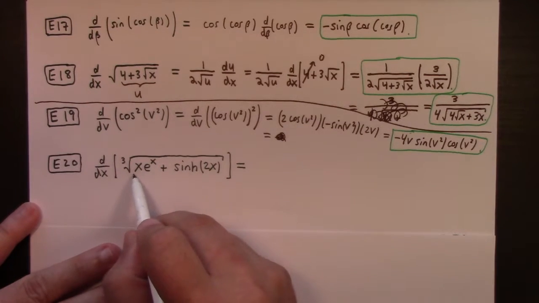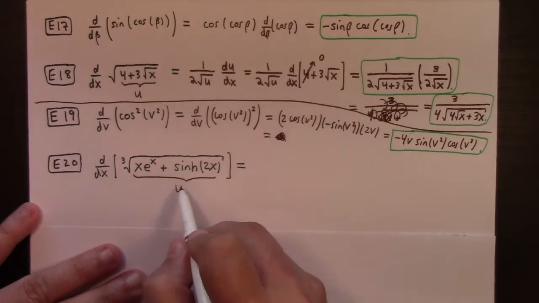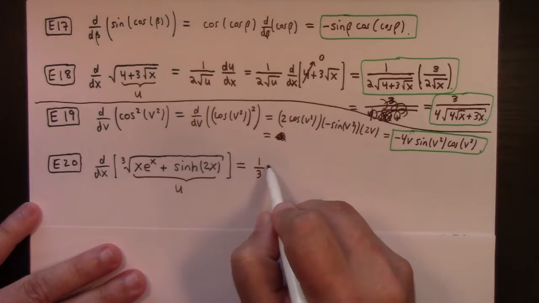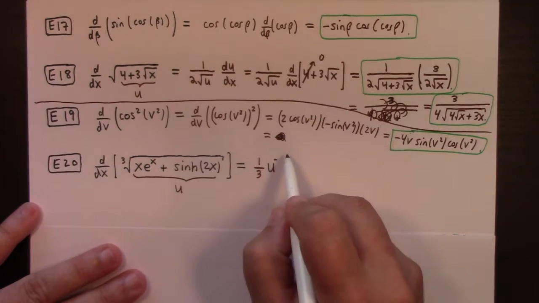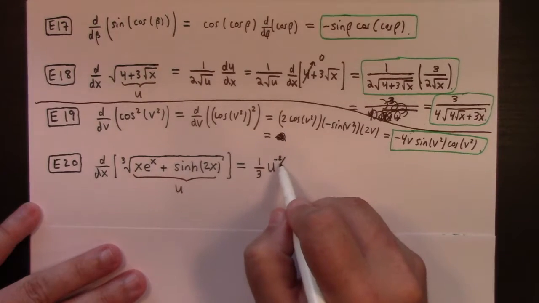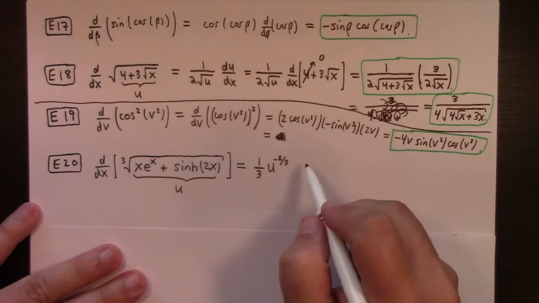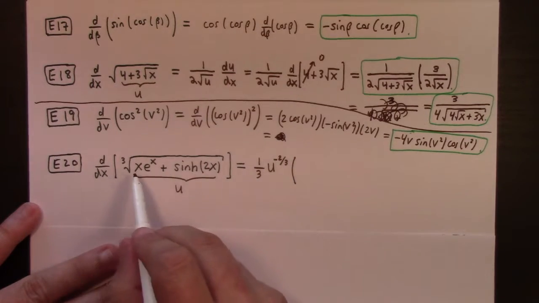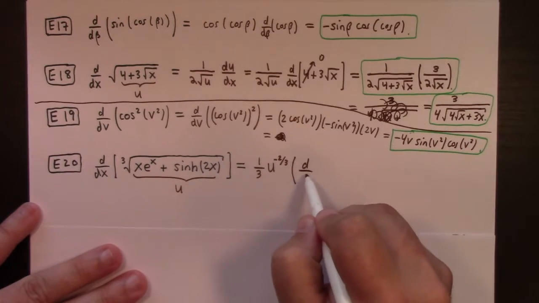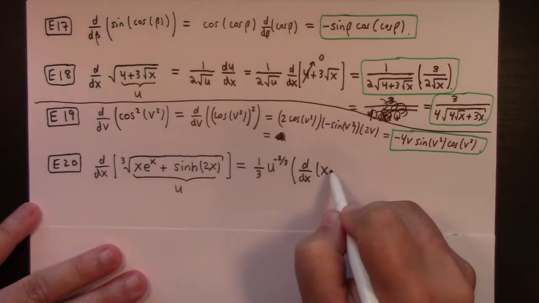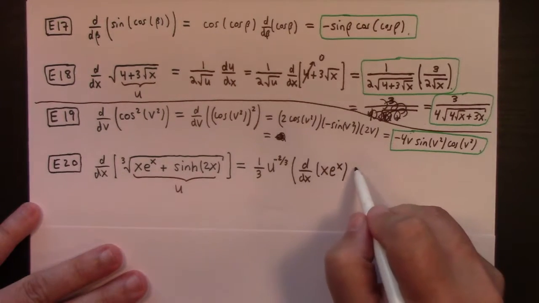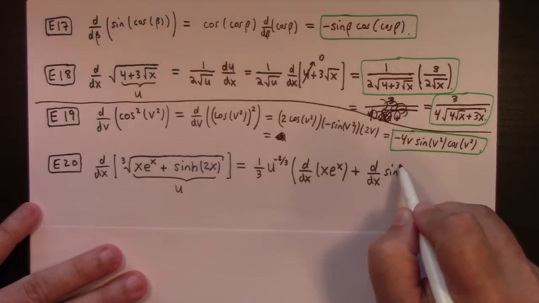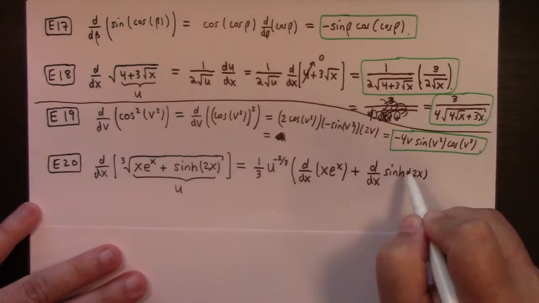So I'm going to call this thing u, so I don't have to keep writing it a bunch of times. I have u to the 1/3 power, right? Which is 1/3 u to the minus, 1/3 minus 1 is minus 2/3, right? And then I have to multiply that by the derivative du dx. What is the derivative du dx? Well, it's d dx of x e to the x, plus d dx, using linearity of the derivative, of the hyperbolic sine composed with the 2x function inside.